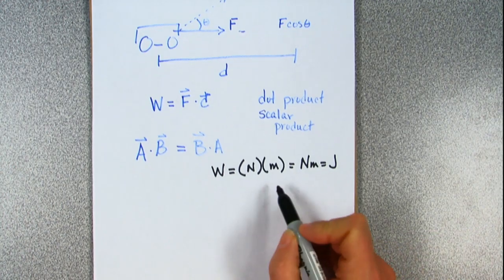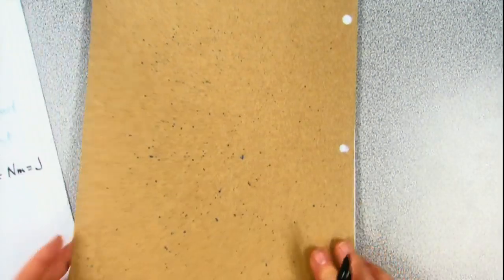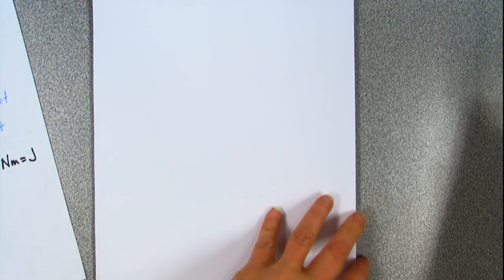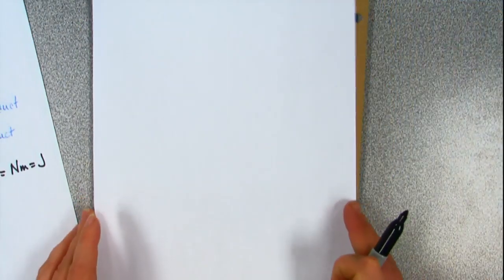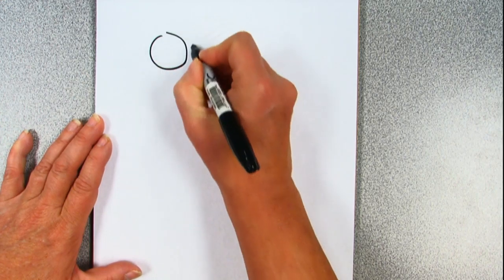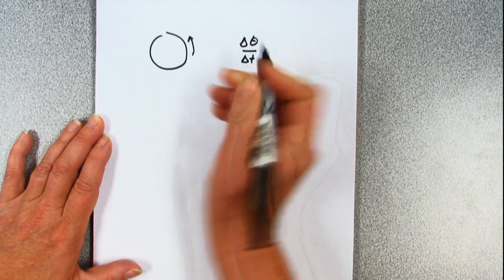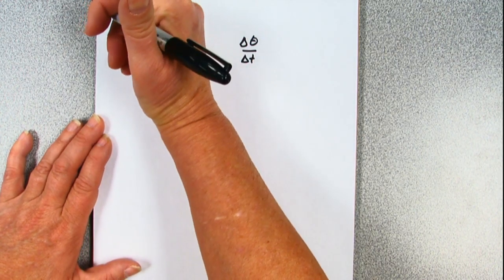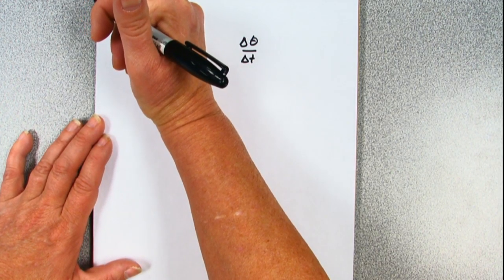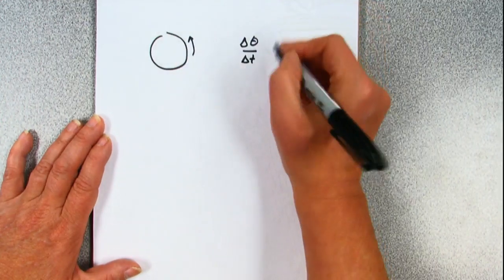So that was work. This was a dot product. Then we talked about the right-hand rule. When I was dealing with my change in angle with respect to time, and I go around and my fingers come up, I have a direction. And I would get the angular velocity.